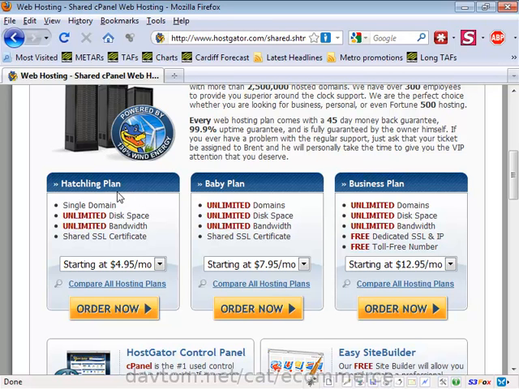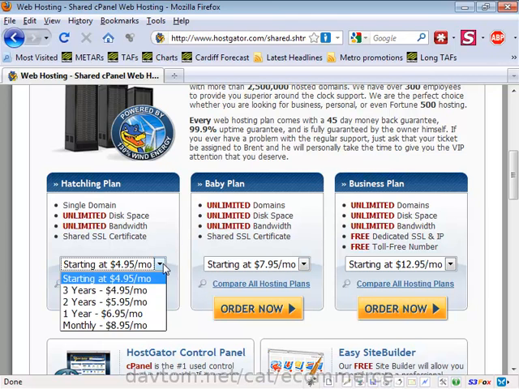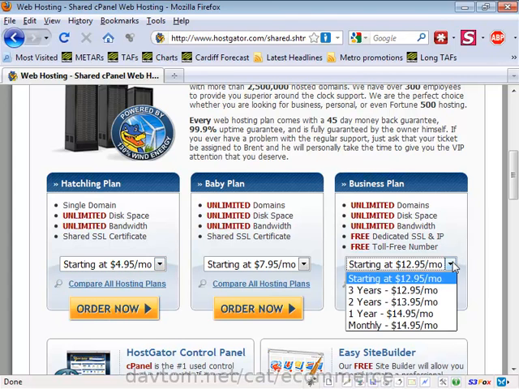You could start off with the hatchling plan. The only real difference between the hatchling plan and the baby plan is that with the hatchling plan you can only use one domain. With the baby plan you can use any number of domains, but that's something you can upgrade as you go. Okay, so you're looking at $10 a month for the baby plan, or $9 a month for the hatchling plan. You can reduce these prices by going for a longer period. I don't think you need to worry about the business plan. I wouldn't go for that level.